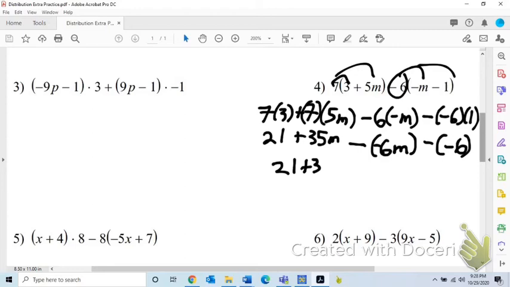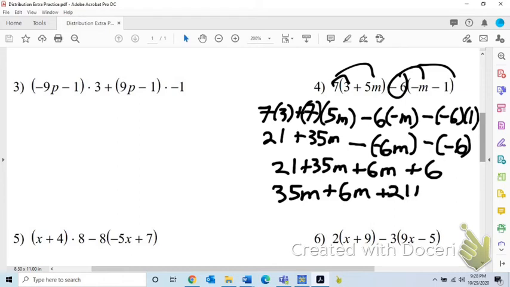Straighten out all the parentheses. We have 2 double negatives there, so both of them become positives. And then we're going to rewrite it to where everything is together, like it should be. So now we have 35m plus 6m. That gives me 41m. And 21 plus 6 is 27.